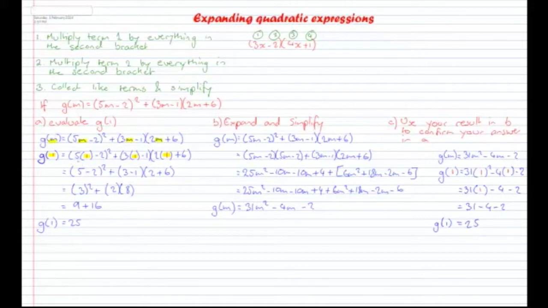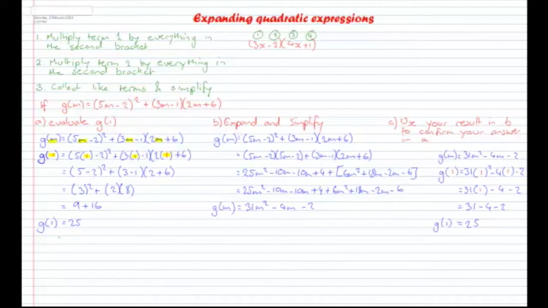Going through and simplifying now, 5 times 1 of course is 5, minus 2. 3 times 1 of course is 3, minus 1. 2 times 1 of course is 2, plus 6. 5 minus 2 is 3, squared. Bring the squared down here, that is. 3 minus 1 of course is 2, and 2 plus 6 is 8. Next thing you've got is 3 squared becomes 9, and 2 times 8 becomes 16. Of course 9 plus 16 is 25, so g of 1 is equal to 25.